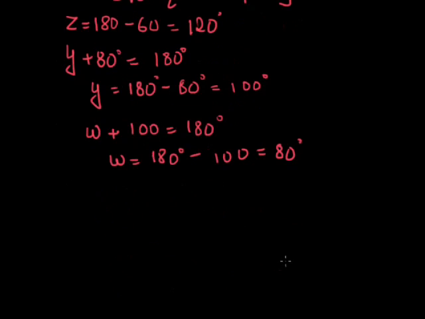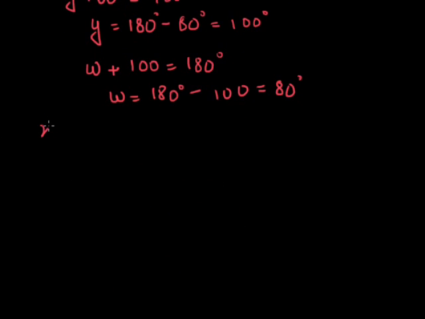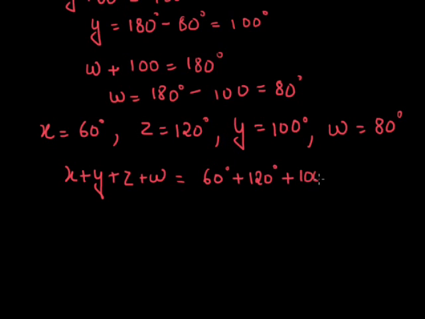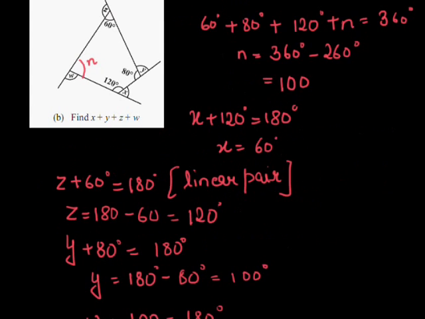So I have got the values of x, y, z and w. x is equal to 60 degree, z is equal to 120 degree, y is 100 degree and the remaining angle w is equal to 80 degree. Now in the question it is asked, find the value of x plus y plus z plus w, that is equal to 60 plus 120 degree plus 100 degree plus 80 degree, that is equal to 360 degree. So the value of x plus y plus z plus w in this question is 360 degree.